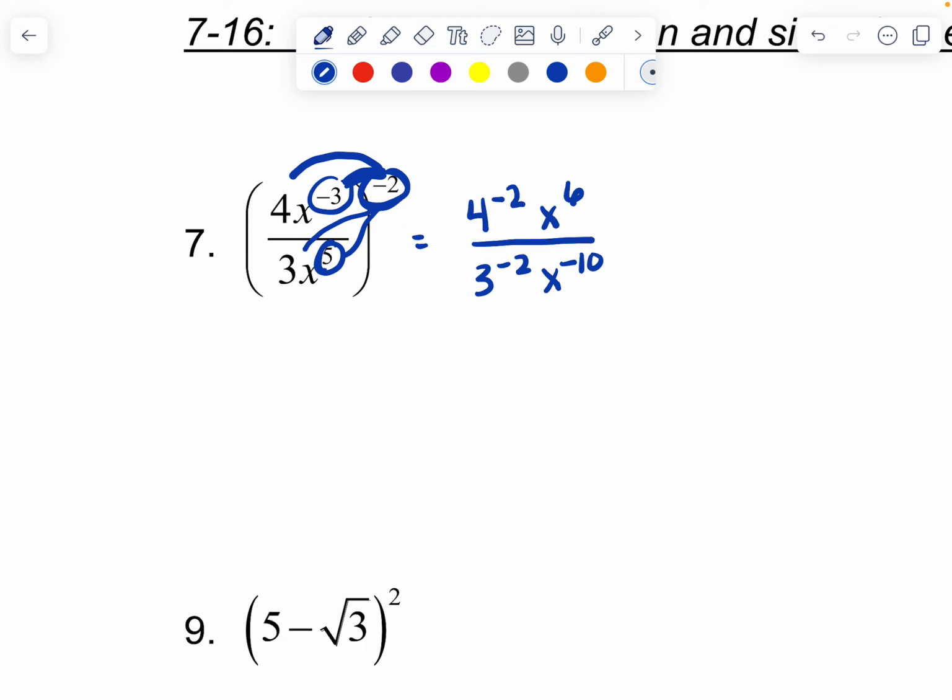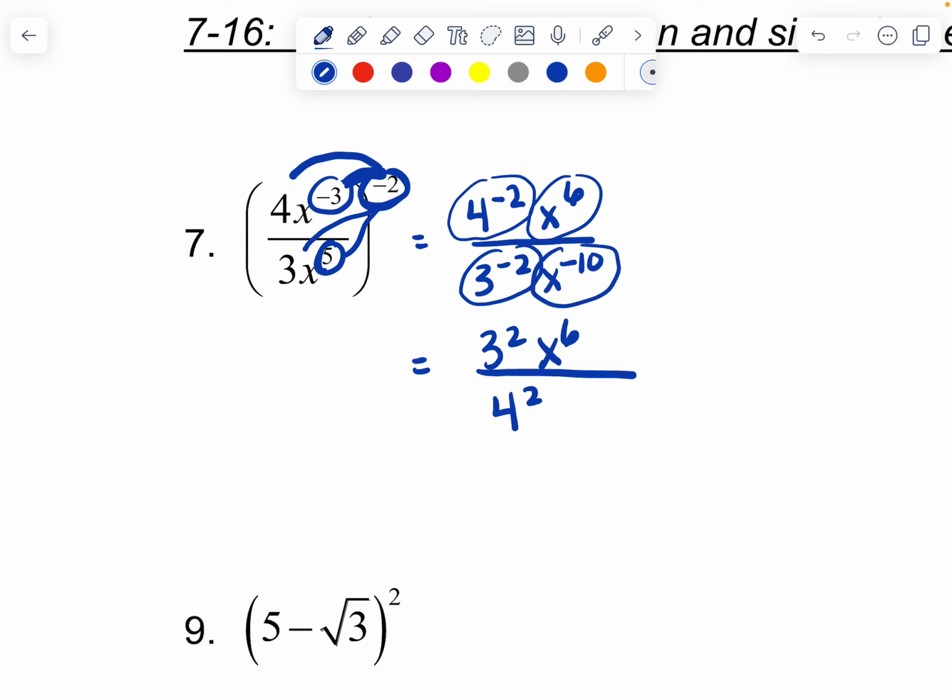Okay. Remember, we don't like negative exponents, okay? So let's ask ourselves who needs to move. So for the first one, 4 to the negative 2, that's a negative exponent. That means it needs to move down to become positive. X to the 6 is good to go because it's already positive, so I'm going to leave it where it is. 3 to the negative 2, that's a negative exponent. It needs to move. So if it's down below, it's going to move up above, which is 3 to the second. And then x to the negative 10, again, it's a negative exponent. It needs to move back up, so it's going to be x to the positive 10 on the top.